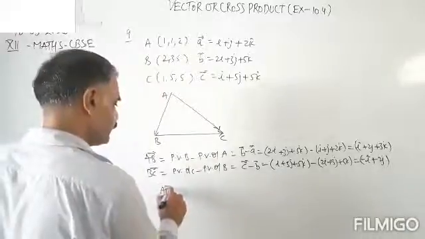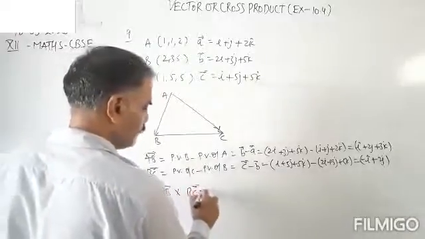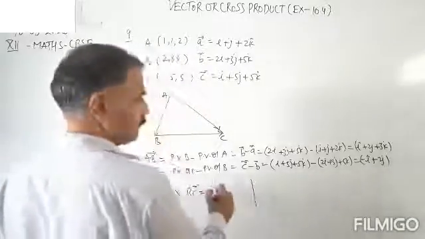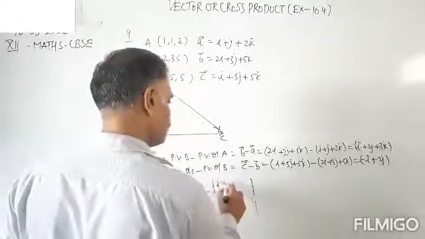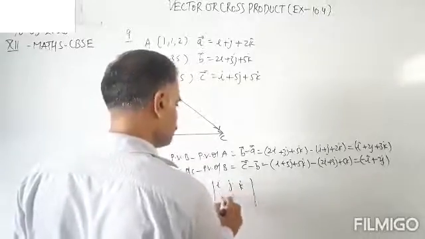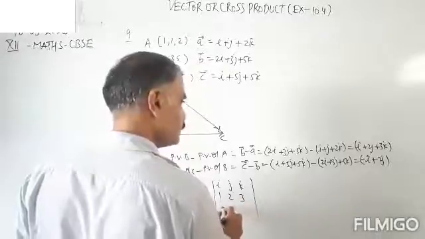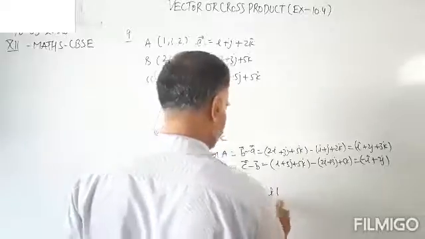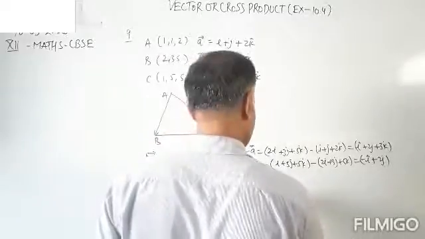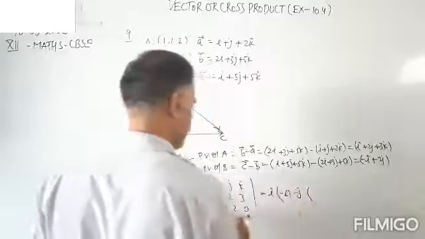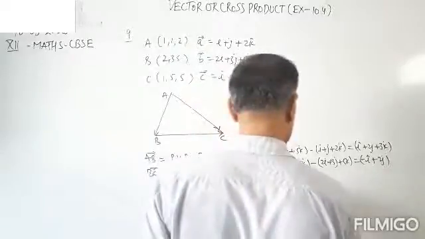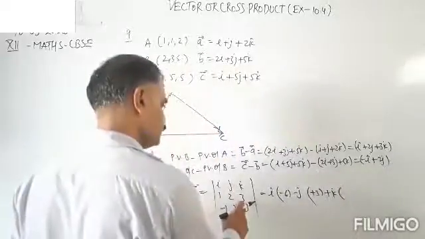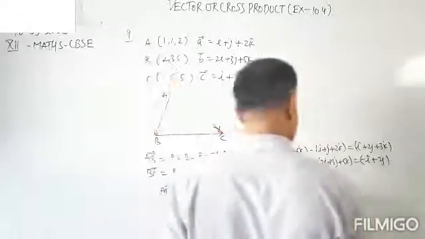Now we will find AB vector cross BC vector. So AB vector cross BC vector, here we have the determinant: i cap, j cap, k cap, 1 2 3, minus 1 2 and 0. Okay, so i cap into 2 times 0 minus 6, minus j cap into 1 times 0 plus 3, plus k cap into 2 plus 2.